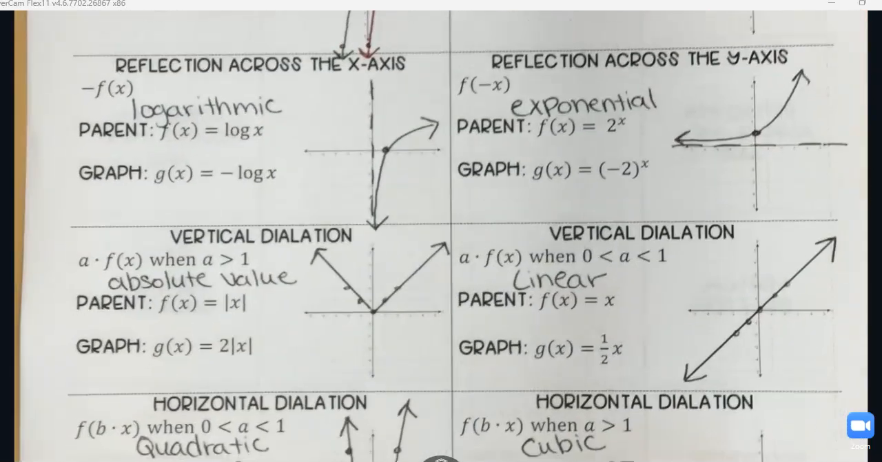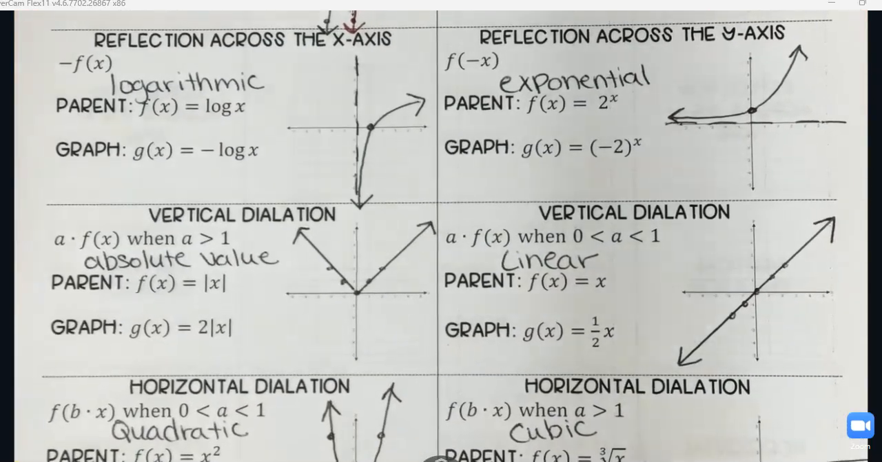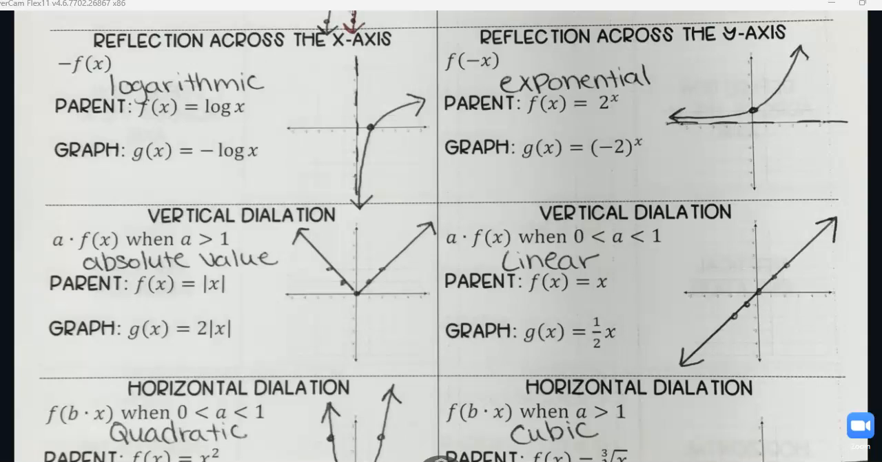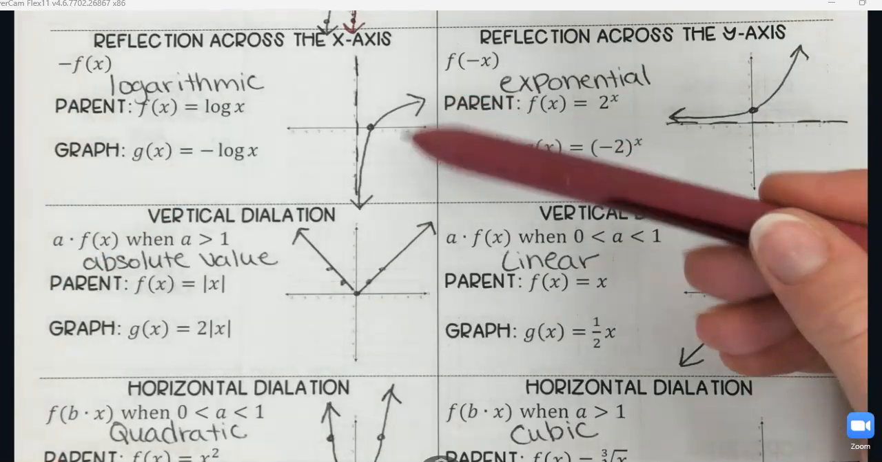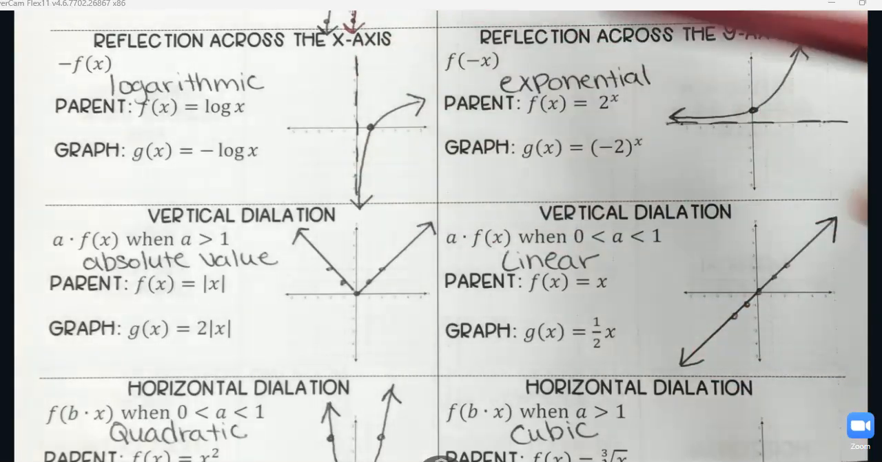Now, if we multiply by a negative, that tells us to do a reflection. Where the negative is tells us which axis we're reflecting over. So if the negative is outside here, like negative log of x, that tells us to reflect across the x-axis, which means we're going to flip upside down.